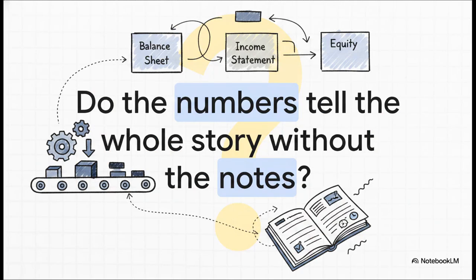So, the crucial takeaway here is that true financial literacy requires an understanding of this entire assembly line. As we wrap up this explainer, I want to leave you pondering this provocative thought. Do the numbers ever really tell the whole story without the notes? We've seen how the raw trial balance is molded into the balance sheet, flows into the income statement, and rolls forward into equity. But it is those notes, the disclosures, the policies, the subsequent events, that breathe actual meaning into the math. I hope this deep dive into the mechanics of GAAP financial statements helps you view that final blueprint in a completely new light.